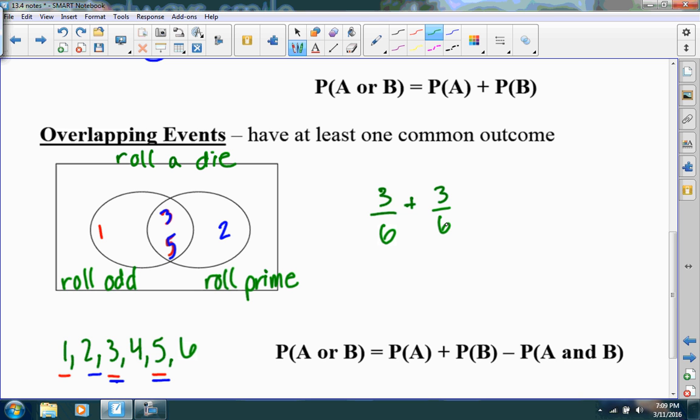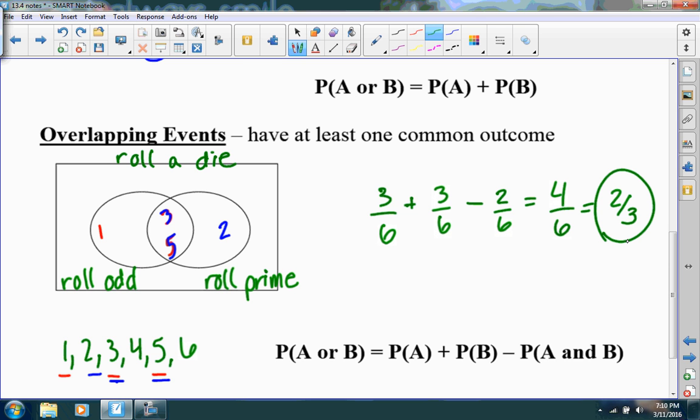We had 3 out of 6. But then we have to subtract how many were both odd and prime, and that was 2, the 3 and the 5. And again, those are the ones that got underlined twice here. So I'm going to subtract the 2 out of 6. So 3 out of 6 and 3 out of 6, that's 6 out of 6, minus 2, that's 4 out of 6. And again, we do want to reduce that. So if I reduce it all the way down, my final answer will be 2/3.